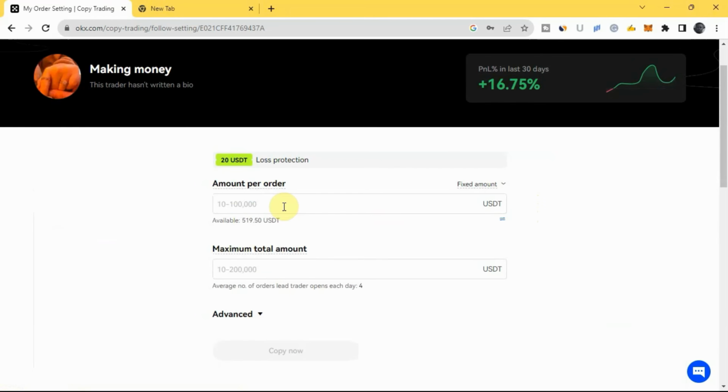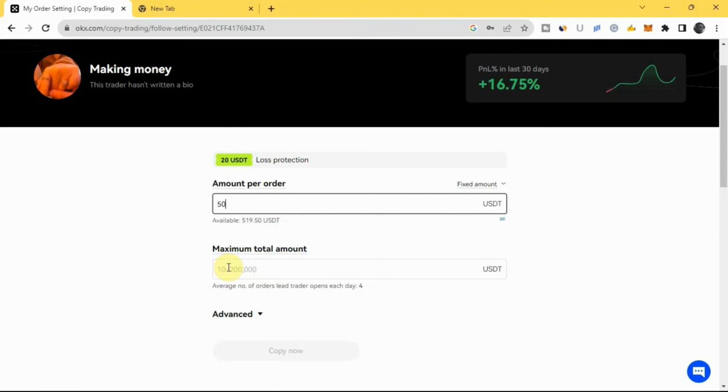But let me tell you that you need to have funds in your trading wallet already. So if you don't have funds in your trading wallet already, please make sure you deposit funds into the trading wallet first. So to do that, you come right here and enter $50 right here. This, for example, I'm entering $50 right here.